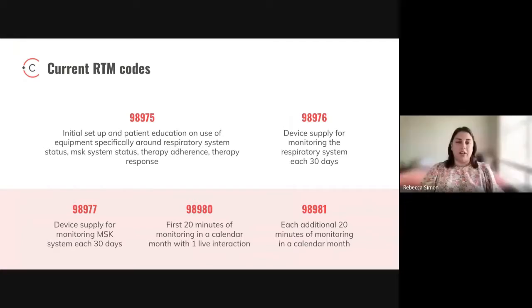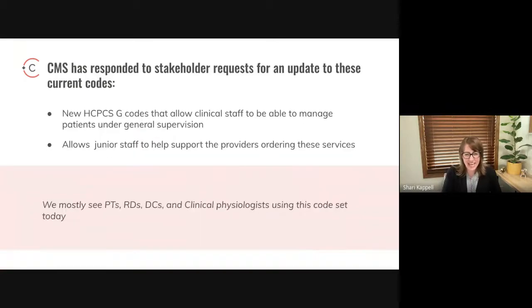Got it. Yeah, and to answer the second part of your question, CMS has responded to stakeholders' requests for an update to these current codes. As the current codes stand, RTM would need to be managed by the ordering provider since they live in that medical section of CPT. These codes were not subject to the general supervision rules like the RPM codes are.